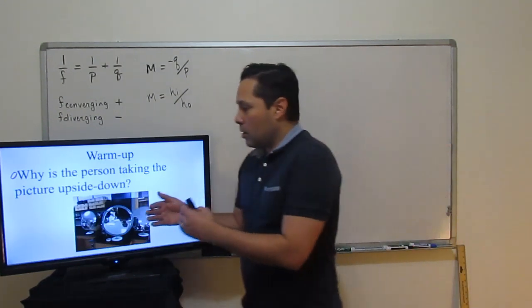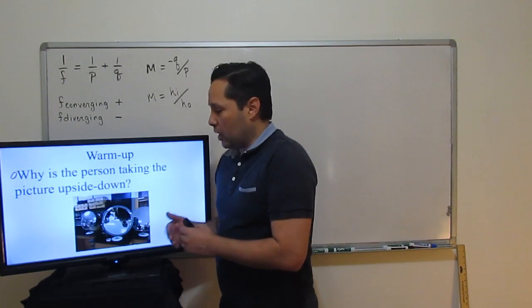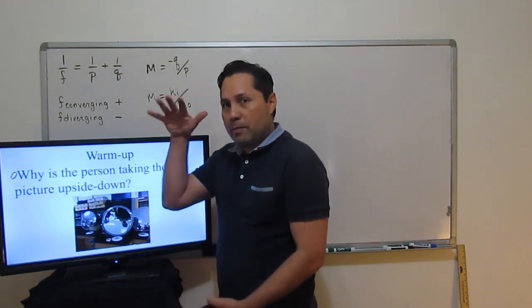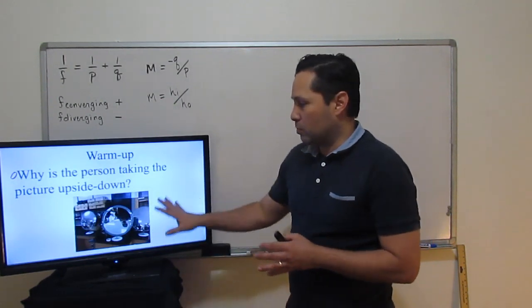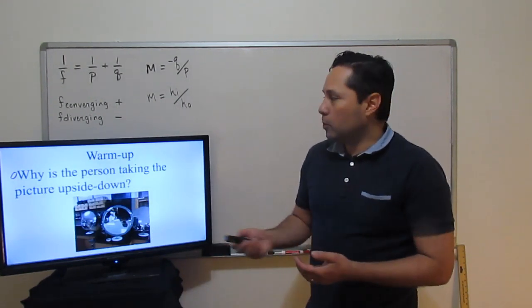But if you're closer than the focal length, then your image will be right side up and magnified. If you're right on the focal length, you get no image, it'll just be a blur. Alright, so that's our warm-up.